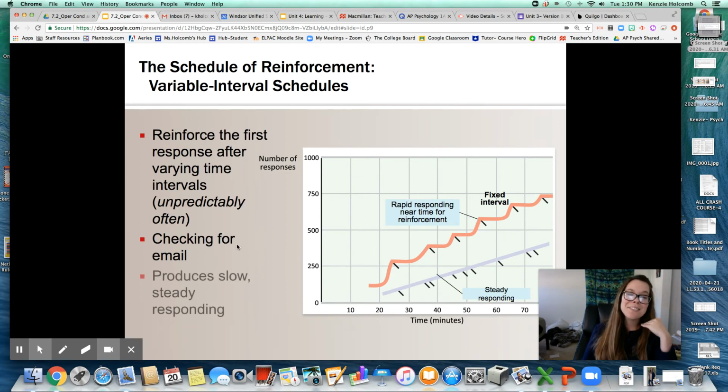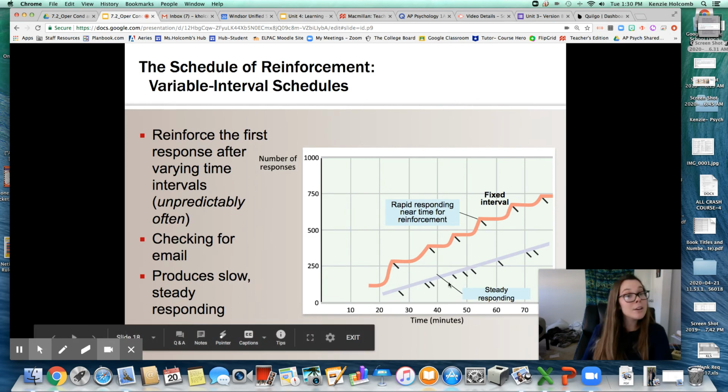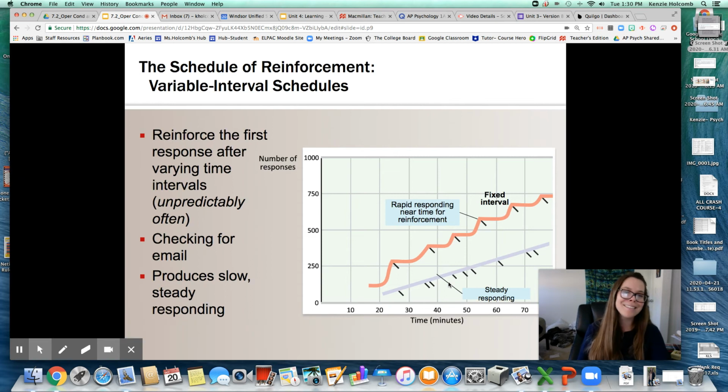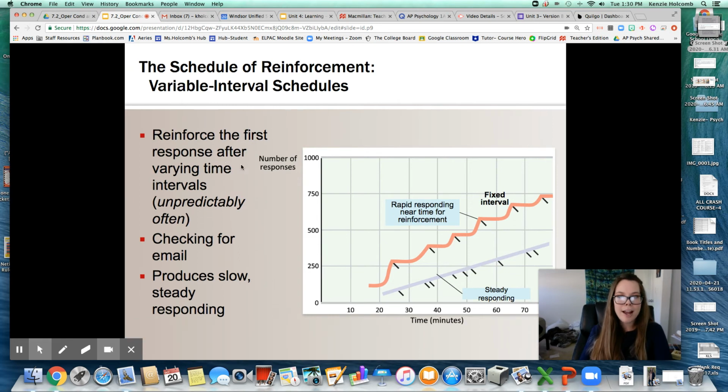And this is the worst one. If you can tell, look how bad at responding this one is, but there is still a steady incline, right? Steady responding. It's not the best type of reinforcement. So variable interval schedules is the first response after a variable time interval. So it's unpredictable. Sometimes you'll get something, sometimes you won't.